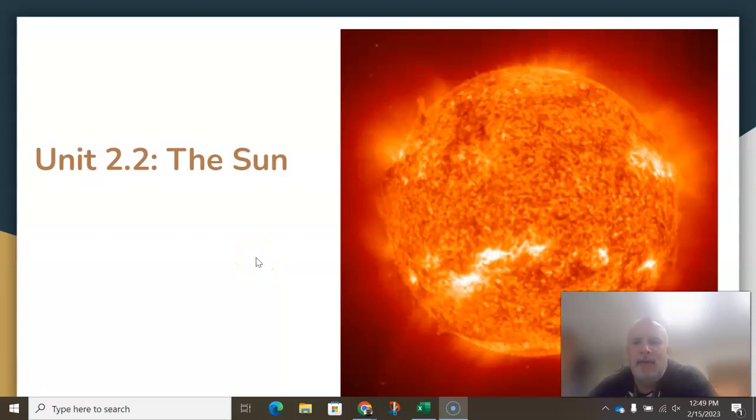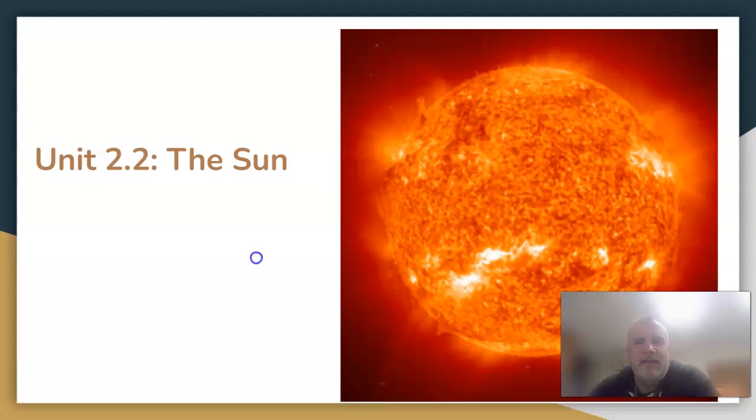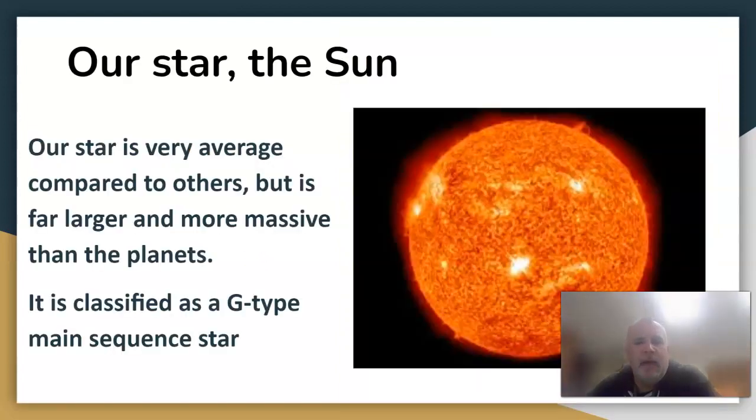We're going to talk a little bit about that big glowing orb in the sky, the sun. So, just so you know, our sun is actually very average. It is not overly large, it's not overly small. It is a pretty plain G-type main sequence star.